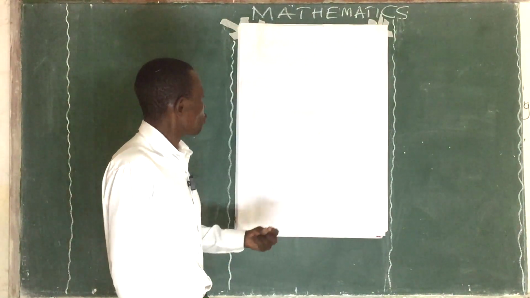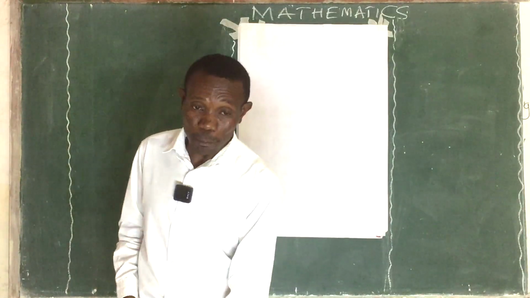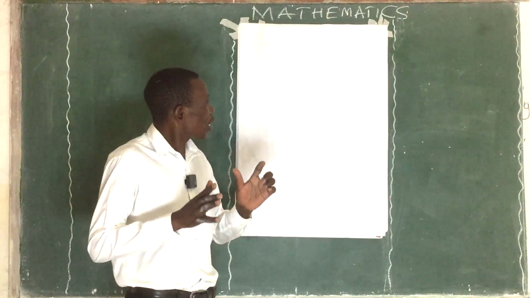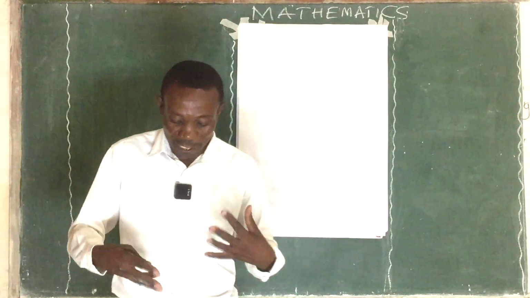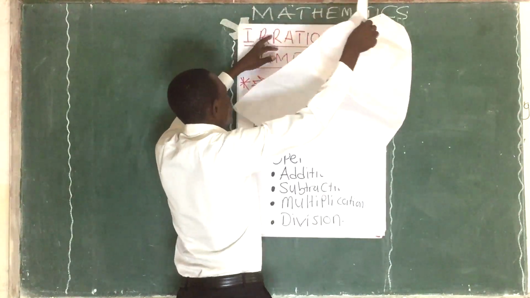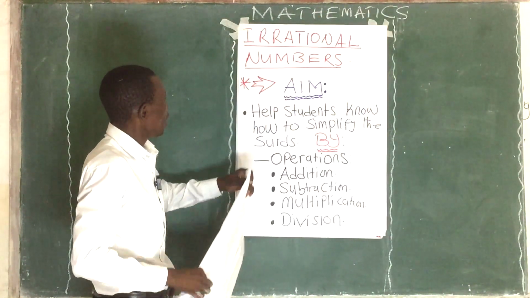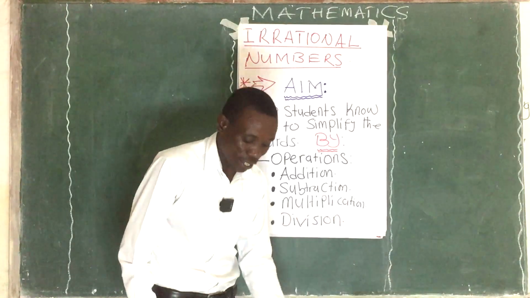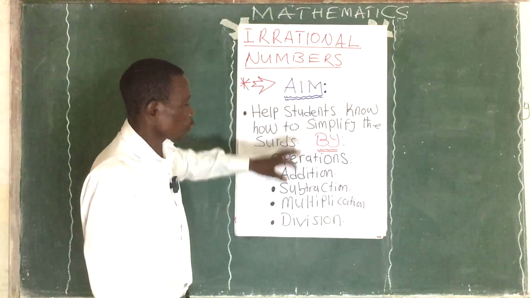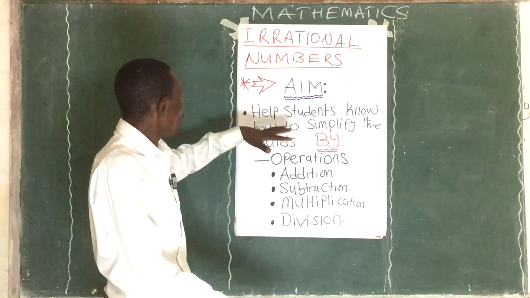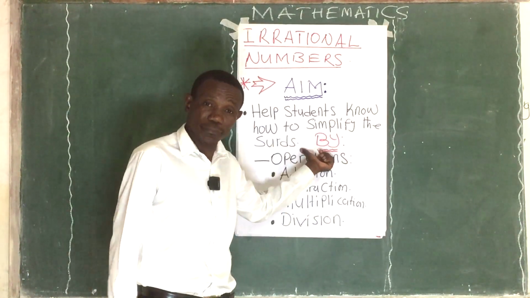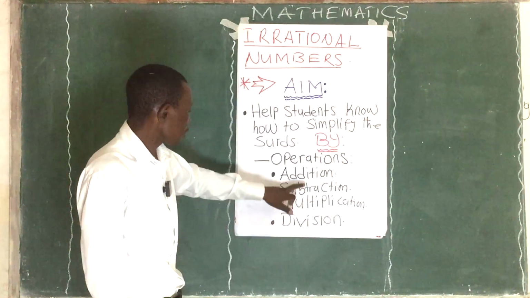The first thing that we need to do is to know the aim of this topic. What is the aim of this topic? Why should we learn this topic as students? Here with me are some aims about the irrational numbers and the surds. Our major aim is simply to help you students to know how to simplify the surds by addition.